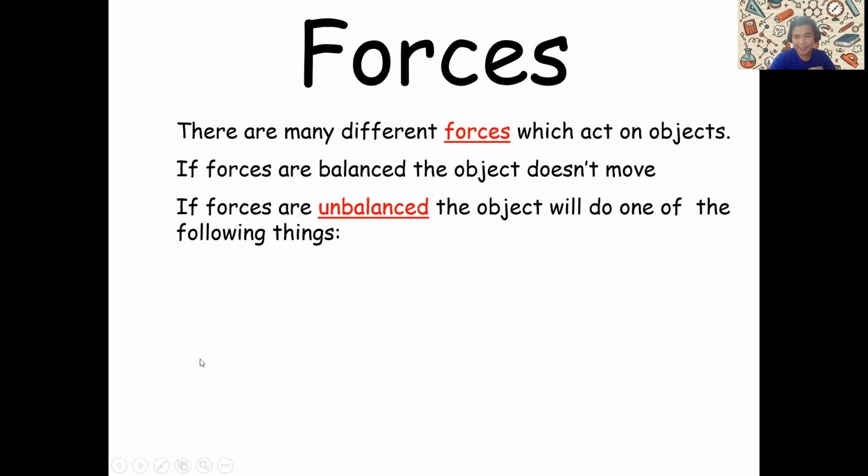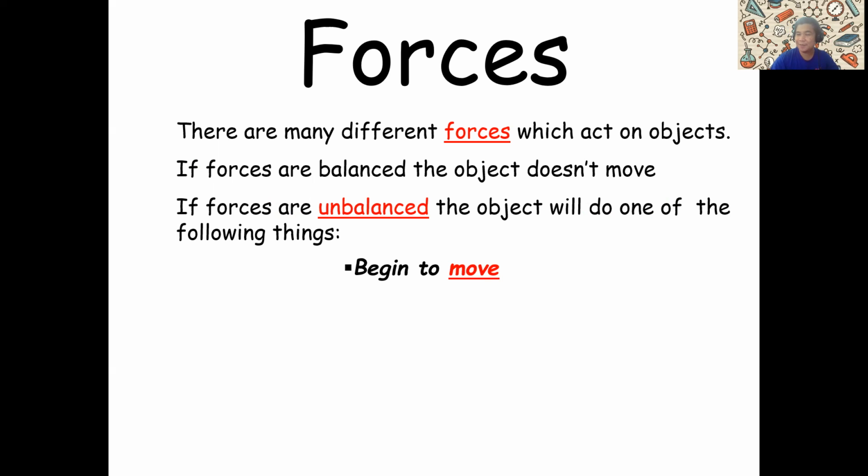Next, forces. There are many different forces which act on objects. If forces are balanced, the object doesn't move. If forces are unbalanced, the object will do one of the following things. There are actually many forces on the earth right now that we don't even see, and they are classified further into two things: balanced forces and unbalanced forces. Now, what will happen if the forces are unbalanced? Let's see.